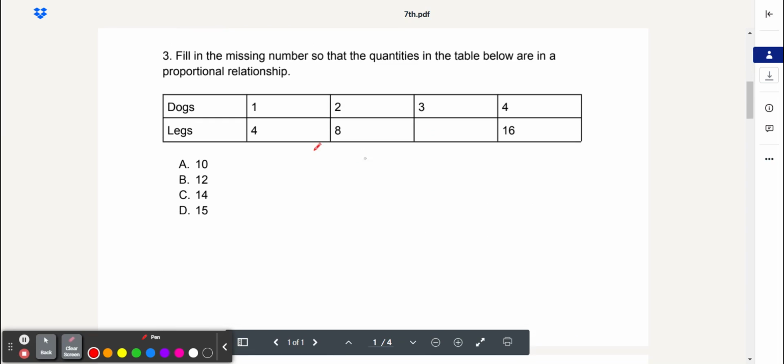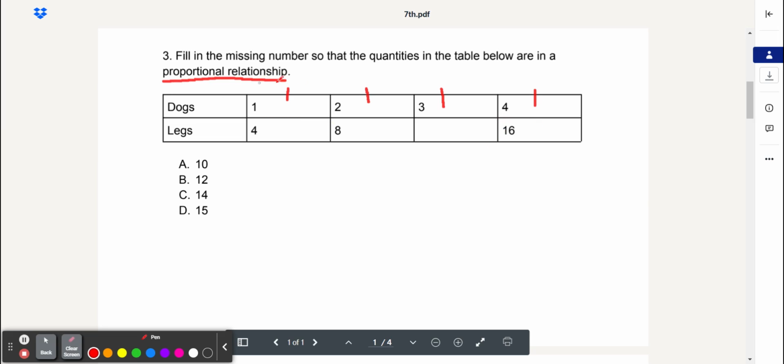So, how about we try number 3 first? Fill in the missing number so that the quantities in the table below are in a proportional relationship. If you remember, a proportional relationship means that the ratio will be the same for every column. So, if we look at 1 to 4, one dog has 4 legs, 2 to 8, then we have our blank here, 3 and a blank, and then 4 and 16.